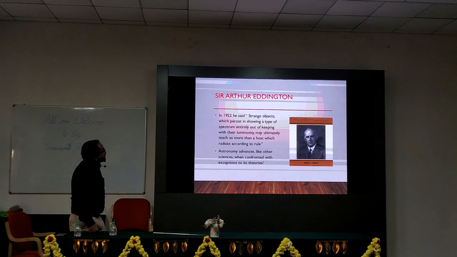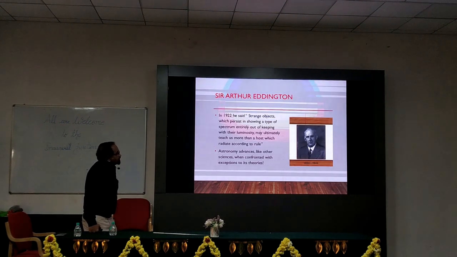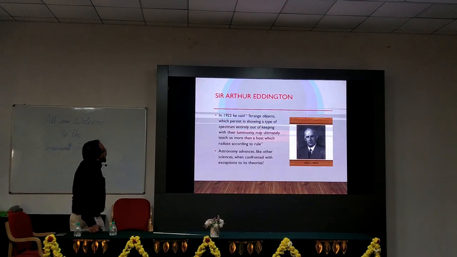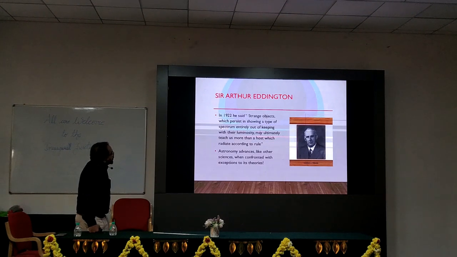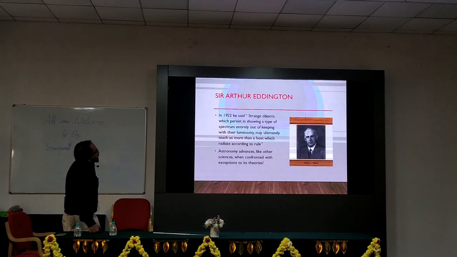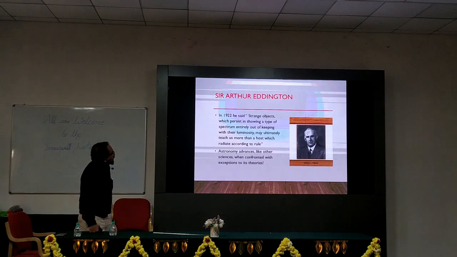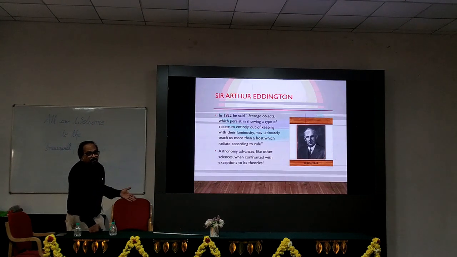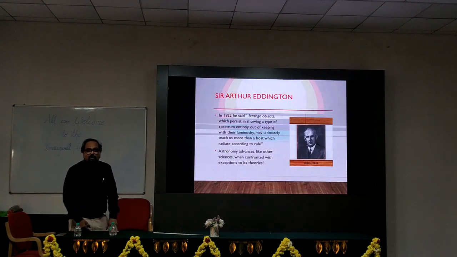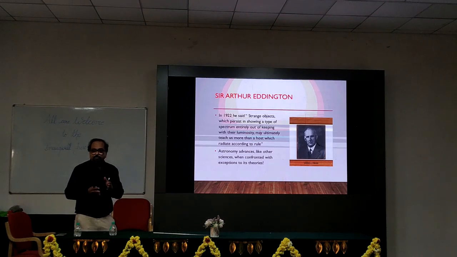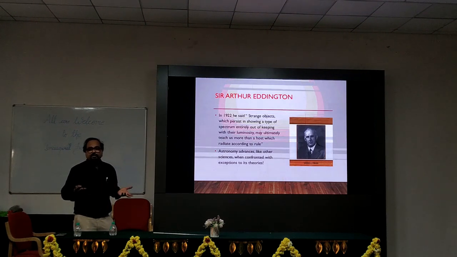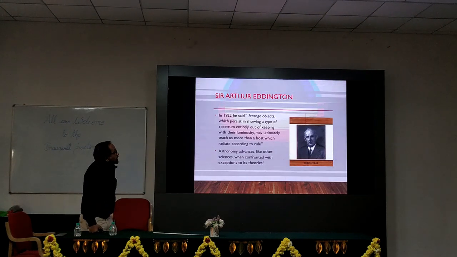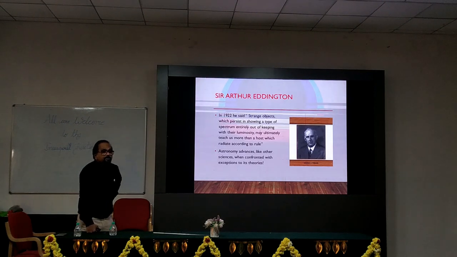Arthur Eddington, the great English Astronomer Royal, declared that strange objects which show a type of spectrum entirely out of keeping, their luminosity may ultimately feature more than those which radiate according to rule. This is always the case. Only if you find an exception to your rule or your expectation do you begin to think differently, and some new rule or explanation comes out, physics comes out.